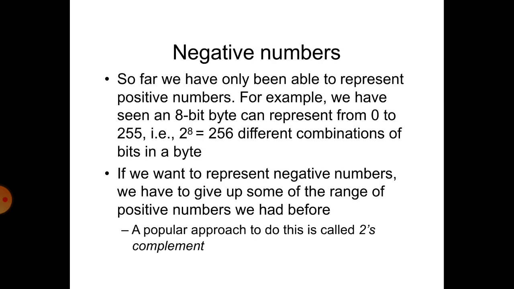Next is negative numbering. So far we have only been able to represent positive numbers. For example, we have seen an 8-bit byte can represent from 0 to 255. That is 2 power 8, which is equal to 256 different combinations of bits in a byte. If we want to represent negative numbers, we have to give up some of the range of positive numbers we had before.